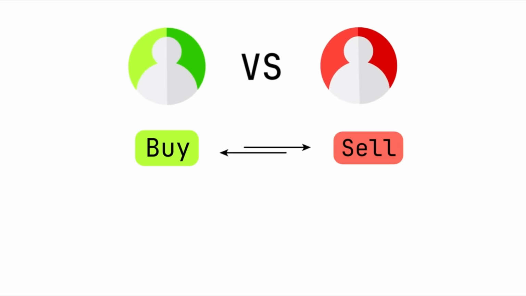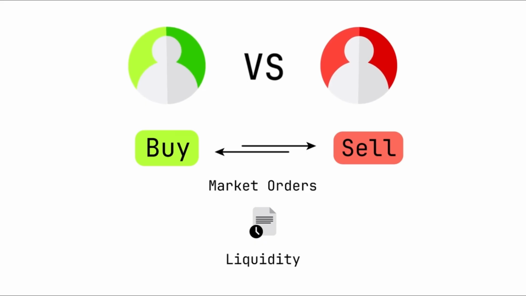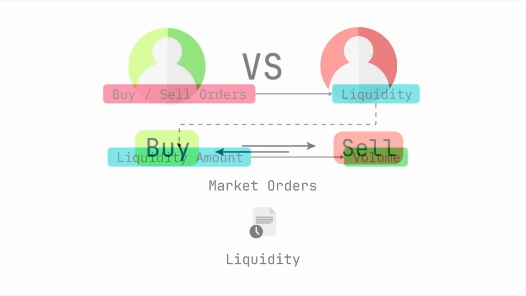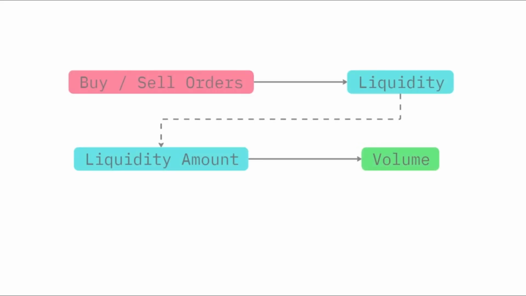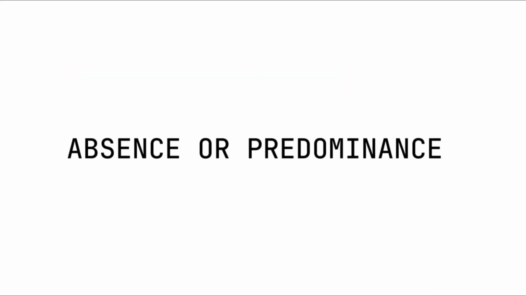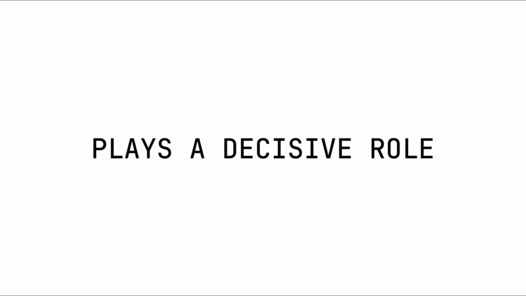In any market, there are always buyers and sellers. When you want to buy an asset, someone must be willing to sell it, and vice versa. This interaction creates market orders, which find their counterparts and create liquidity. In other words, liquidity determines how easily you can buy or sell an asset at a fair value without affecting its price. At the same time, the absence or predominance of liquidity on one side plays a decisive role in shaping market movements.